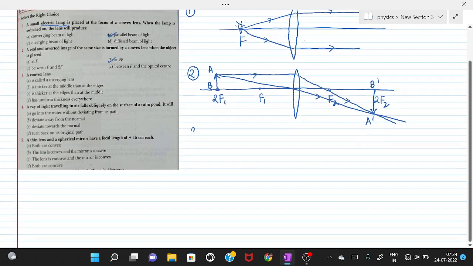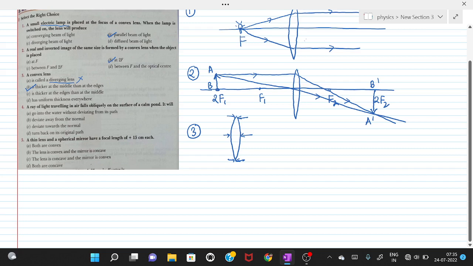Now let's see question number 3. A convex lens is a diverging lens. So the first option is wrong. A convex lens is a converging lens because it converges, so this option is wrong. Option B: a convex lens is thicker at the middle than at the edges. Yes, this is correct, because a convex lens at the center is thick, and at the edges it is thin. So the correct option is that a convex lens is thicker at the middle than at the edges. So option B is correct.